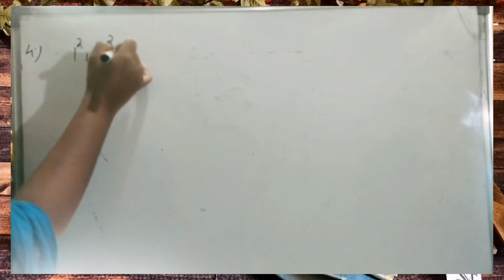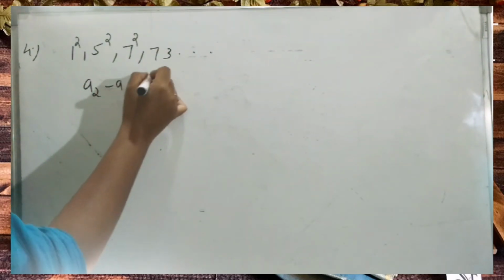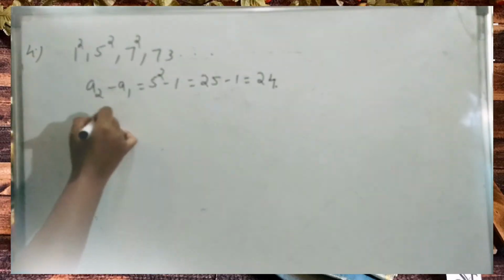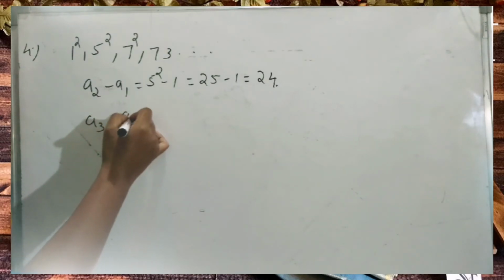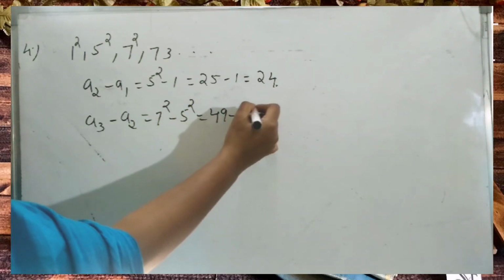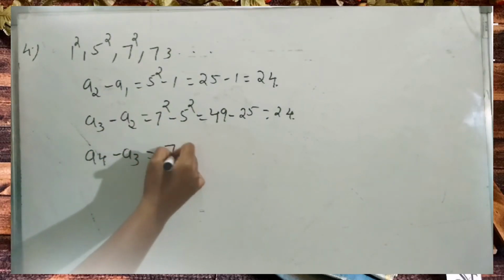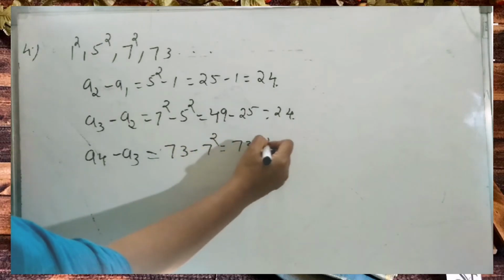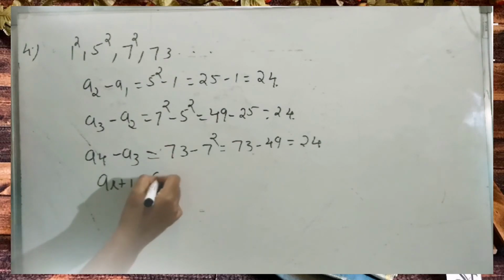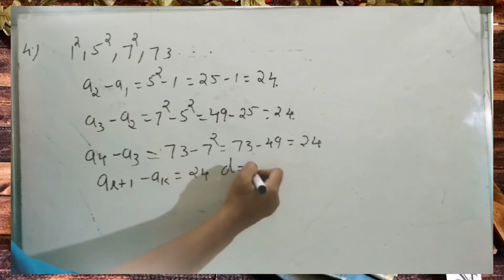Last one. 1 square, 5 square, 7 square, 73, etc. A2 minus a1 is equal to 5 square minus 1, that is 25 minus 1 is equal to 24. Now a3 minus a2 is equal to 7 square minus 5 square, that is 49 minus 25 is equal to 24. And a4 minus a3 is equal to 73 minus 7 square, that is 73 minus 49 is equal to 24. Therefore a(k+1) minus a(k) is equal to 24, thus it forms an AP with d equal to 24.